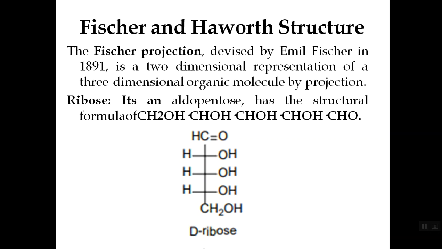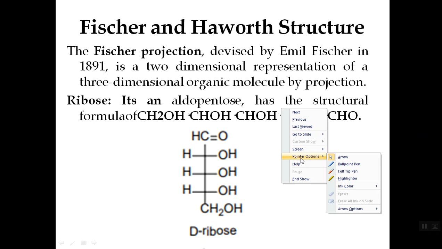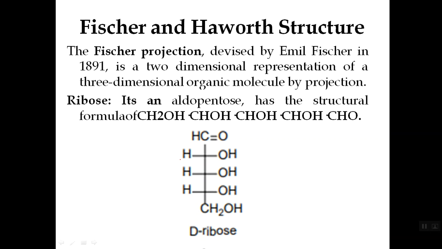Here Emil Fischer represented the two-dimensional structure in the form of projections on the carbon skeleton. On the linear carbon skeleton, he represented the functional groups in the form of projections. And in honor of Emil Fischer, it was called the Fischer projection.